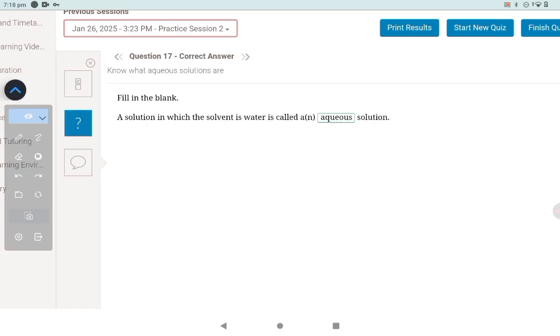A solution in which the solvent is water is called an aqueous solution. Memorize that. Do not make a spelling mistake. Aqueous.